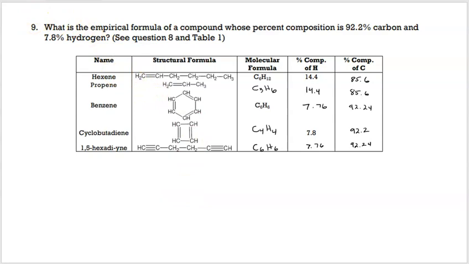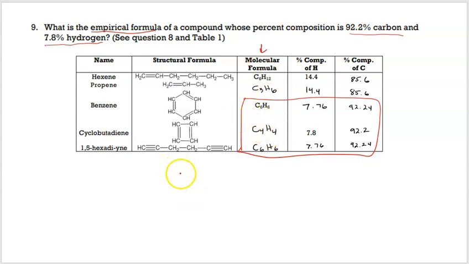Critical thinking question number 9 asks, what is the empirical formula, right? So empirical formula is not the same as molecular formula, of a compound whose percent composition is 92.2% carbon and 7.8% hydrogen. So in this case, we're looking at these examples right here: C6H6, C4H4, and then C6H6 again, right? So the empirical formula is just simply talking about the ratio, not the actual number in the molecule, but the ratio of carbon to hydrogen.